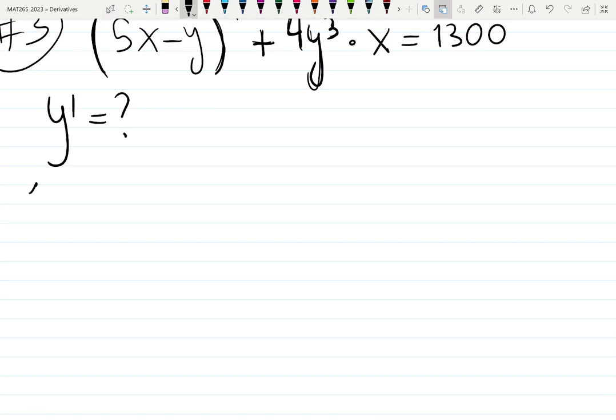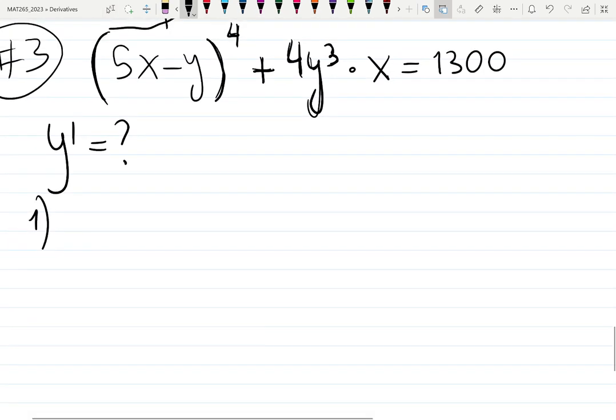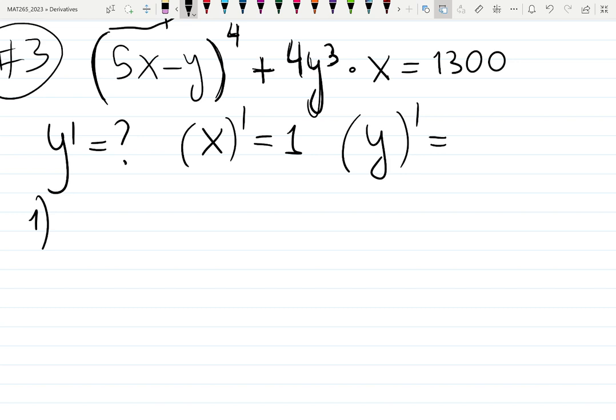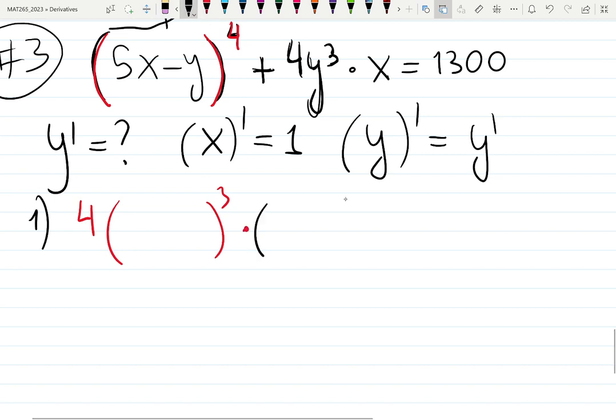Step 1, differentiate everything you see, keeping in mind that the derivative of x is a simple guy, gives you 1, but derivative of y, that guy is a complicated guy, y prime. So let's figure out how it's going to work. Step 1, I recognize chain rule. This function is raised to the 4. So I'm going to have 4 function to the 3 times derivative of the function inside.